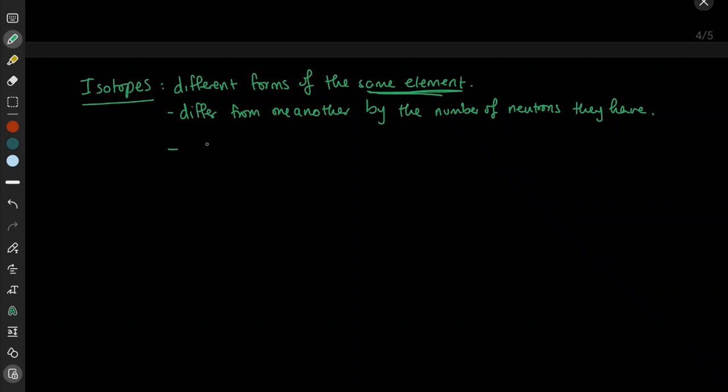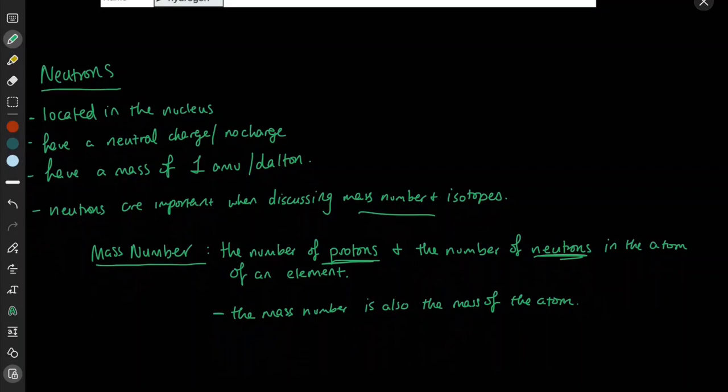That means that isotopes have the same atomic number, because if they're different forms of the same element, they have the same atomic number. Remember, the atomic number is unique to each and every element. So that's number one. But if they differ from one another by the number of neutrons, then they have the same atomic number but different mass number, because the mass number is the number of protons and the number of neutrons. And if these guys differ from one another by the number of neutrons they have, they must have different mass numbers as well.